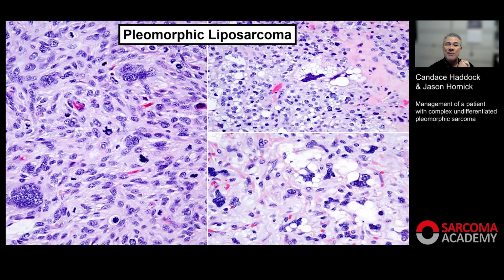In contrast, pleomorphic liposarcoma, we're looking for the lipoblasts, these hyperchromatic nuclei that are indented or scalloped by the vacuoles of lipid, as you see on both the images on the right. Most examples of pleomorphic liposarcoma are dominated by morphology indistinguishable from undifferentiated pleomorphic sarcoma, as you see there on the left. Next slide.